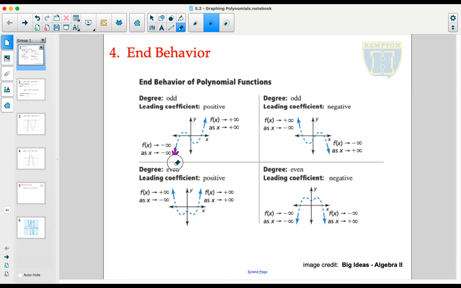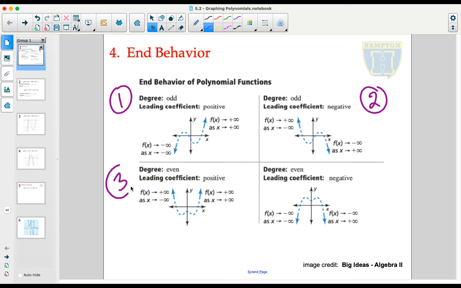Now, what's described in this visual are the four different situations that can occur. What happens when the degree is odd and the leading coefficient is positive? What happens when the degree is odd and the leading coefficient is negative? An even degree with a positive coefficient and an even degree with a negative coefficient. Again, there can be an unlimited number of peaks and valleys in between these end behaviors on the left and on the right. This is only guaranteeing us the shapes for the outsides of the graph.